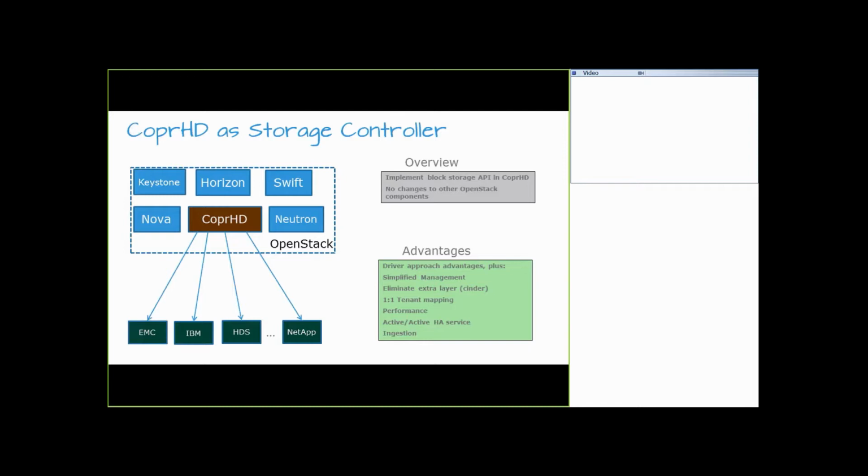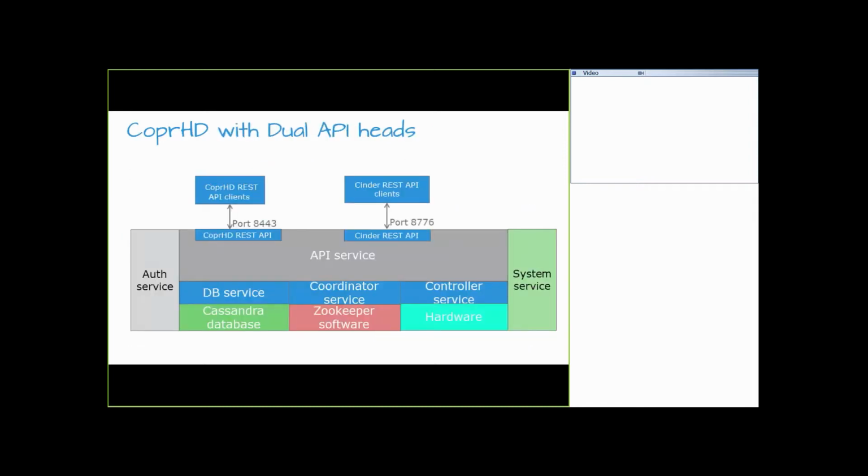There will be some changes you need to make. It's not going to be a major one, because what we have done is we have a POC. What we did is we removed the Cinder endpoint and inserted CoprHD as the endpoint, right? We implemented the API. So, I'll tell you how we did it.